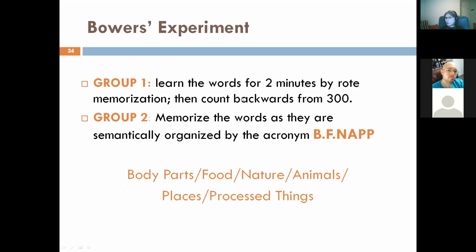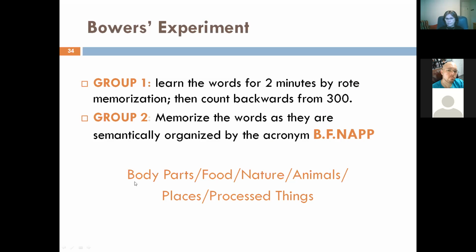where one group was just given 2 minutes to memorize these 24 words, and then they were asked to count backwards from 300. You know what it does, right? Because it's more than 30 seconds, it erases everything from your short-term memory. If you did not move it to the long-term memory, you're going to lose all these words. While group two, before they were given the words, were taught this acronym. You know, an acronym is when you use the first letters of each word. And the acronym was BFNAP.